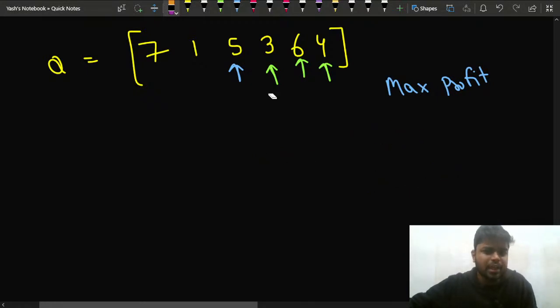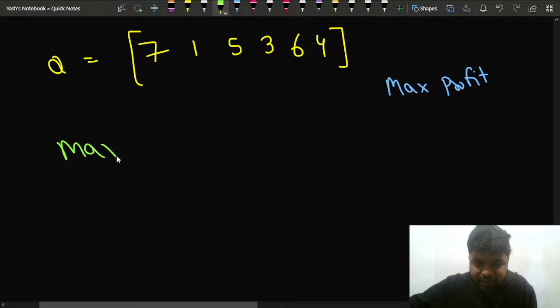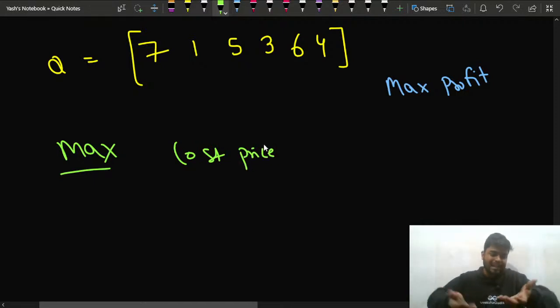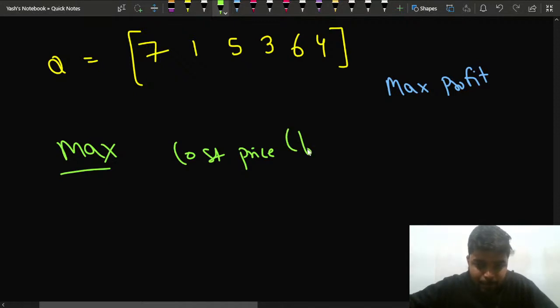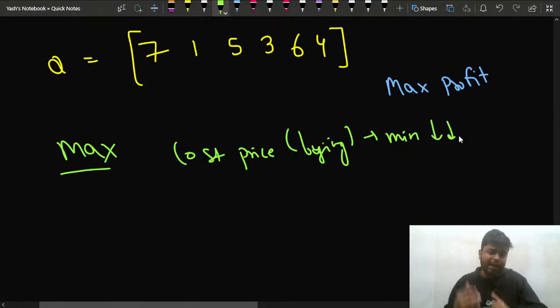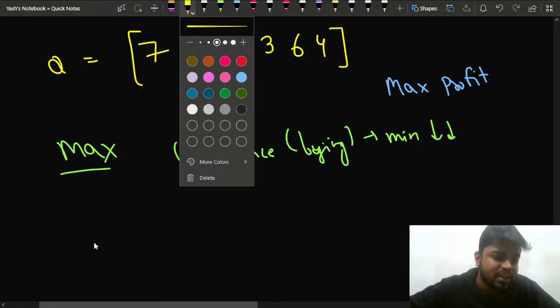So what I could do is, to get the maximum profit, can I say that my cost, the buying price, should be minimum? The price at which I am buying it should be as low as possible. I'll try to buy it at the cheapest price possible, and then I will sell it.